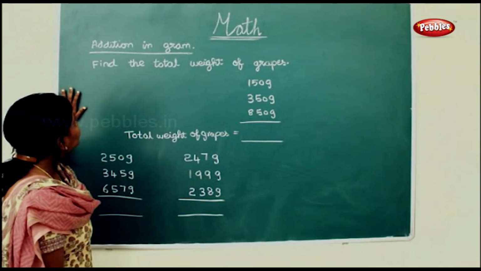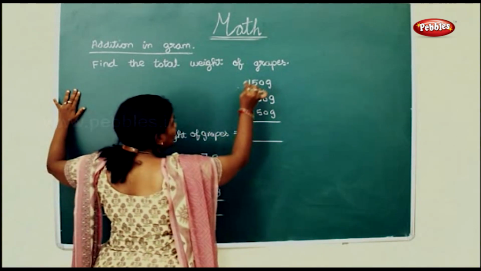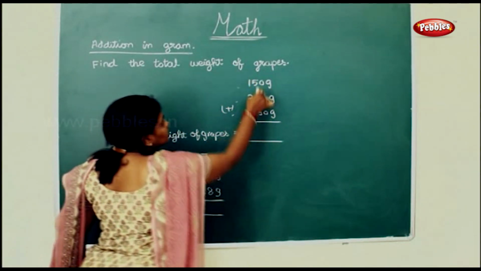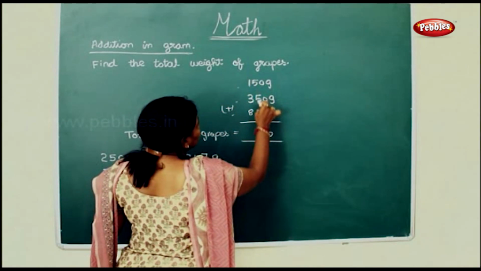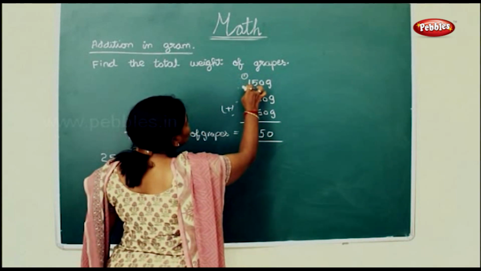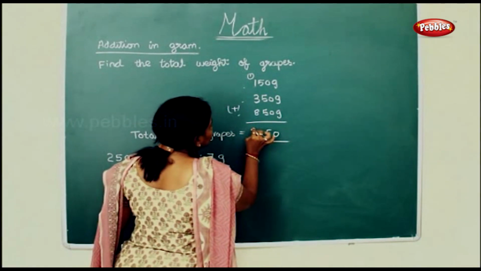Now we shall see addition in gram. Find the total weight of the grapes. Now 150 gram plus 350 gram plus 850 gram. We are going to add it. 0, 5, 10, 15. Carry up the 1. 1 plus 1, 2. 2 plus 3, 5. 5 plus 8 is 13.